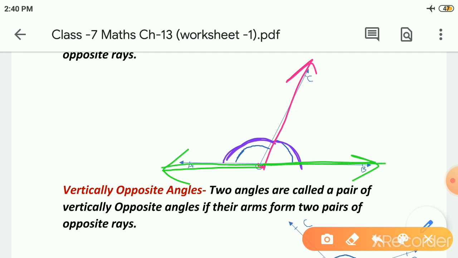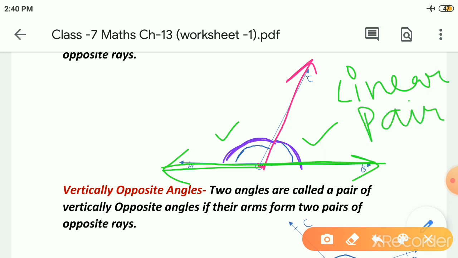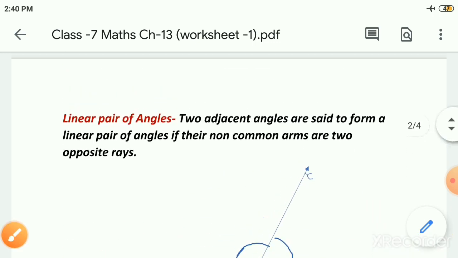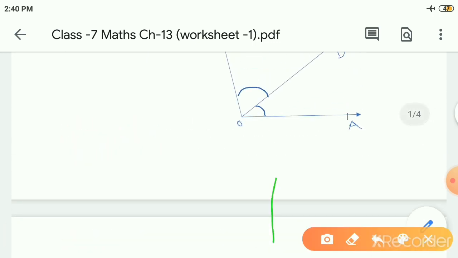So if the condition is like that, then these two angles form a linear pair. Got the point? Actually, the non-common arms are always in opposite directions, and if they form a line, that's why they are called a linear pair. Opposite rays can be like that also, na? Like we have learned in the previous concept.